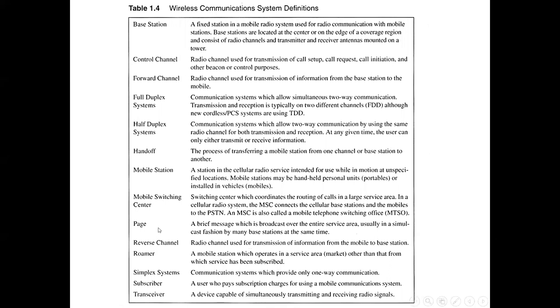Well, now, another important term we have, roamer. Okay, what do you mean by the roamer? Roamer: a mobile station which operates in a service area or market other than that from which service has been subscribed. For example, when you travel to any neighbor country or anywhere outside of our country, you will be considered as what? As a roamer. So you are going to use the same SIM card with other networks, okay? So in this case, you will be a roamer.